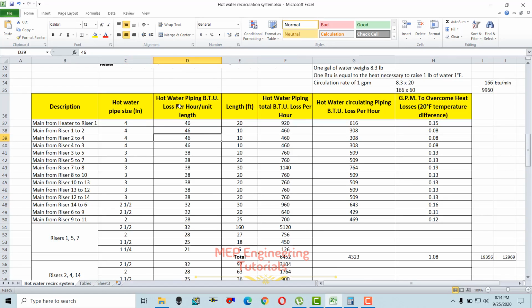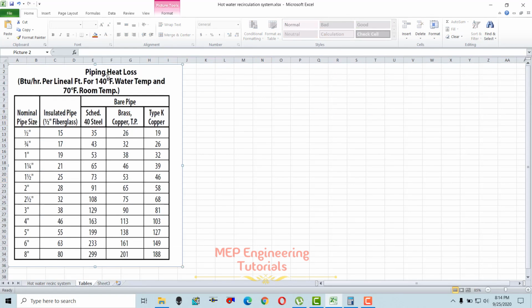And hot water piping BTUs, how will you get this one? You have to use a table for this. So you go back here and check the piping heat loss per linear feet for 140 degree Fahrenheit water supply temperature and 70 degree Fahrenheit room temperature. Here you can see that we have bare pipes and insulated pipes.